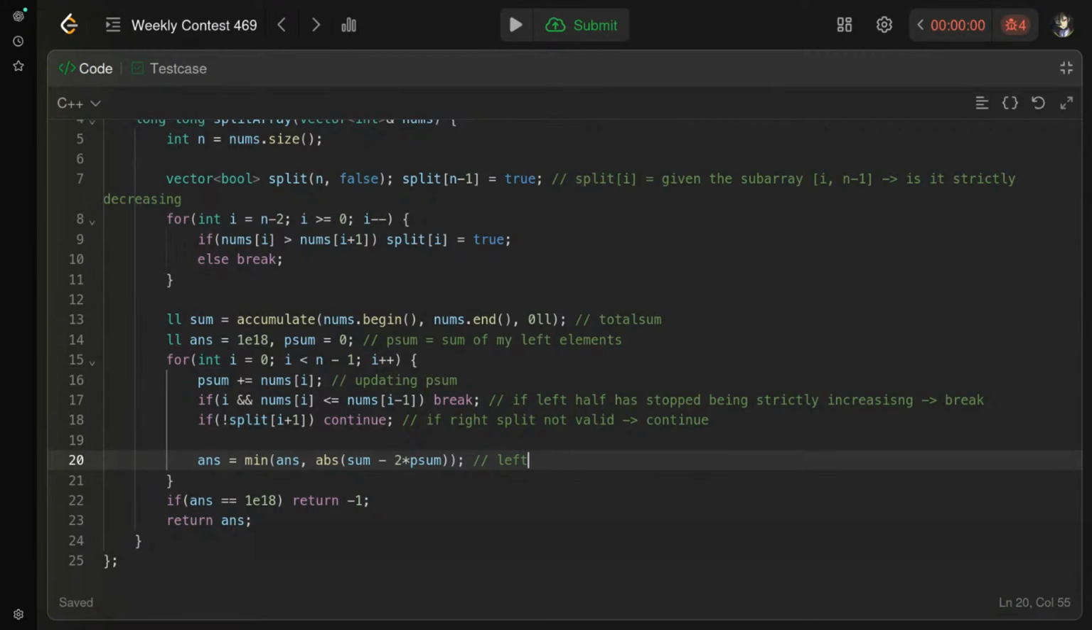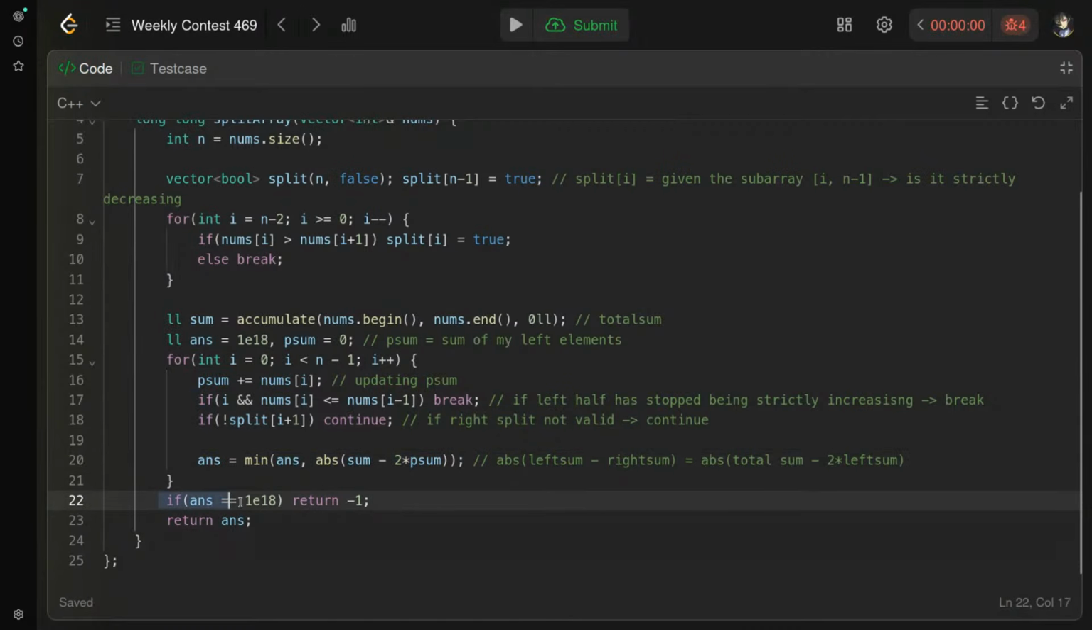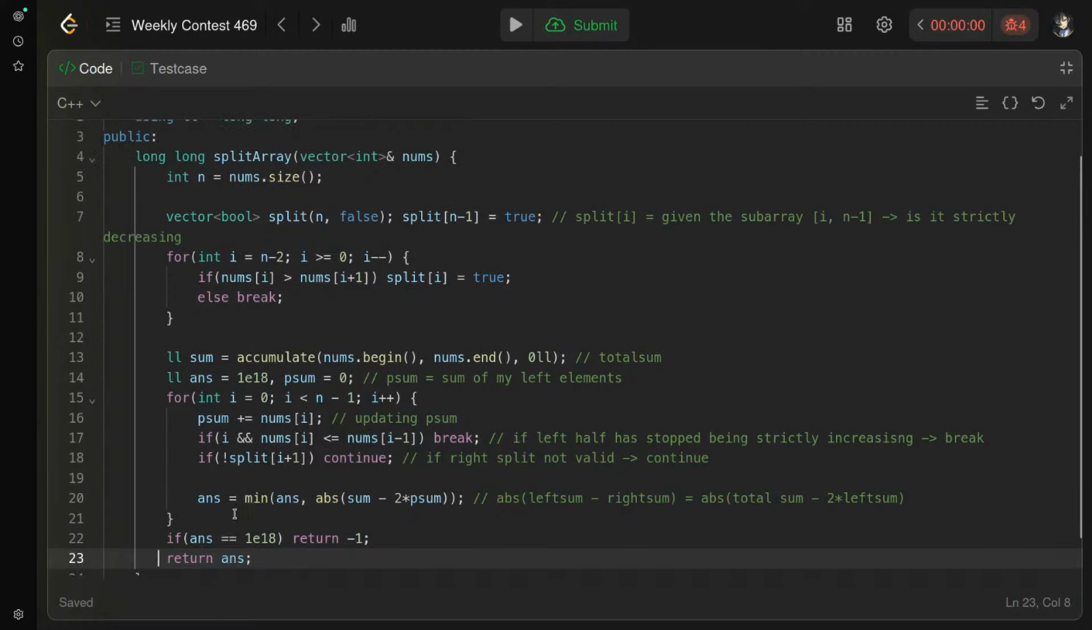Left sum minus right sum, absolute value, right? And this is equal to total sum minus 2 times left sum, right? Total sum minus 2 times left sum. And I'm updating that. If in the end of this whole loop the answer is still infinity, then there was no way to split it. So we can return minus 1. Otherwise, we return the answer itself, right?